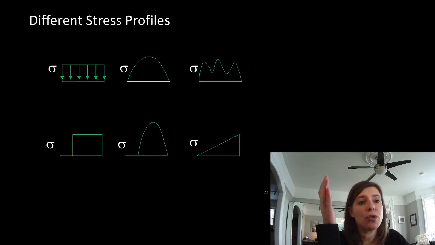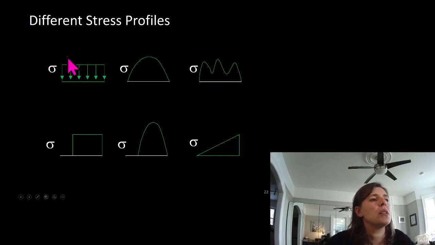So we have a bunch of different stress profiles here. This one's pretty easy. Its centroid is going to be right through here. This one looks pretty easy. It looks like it's got a mirror line there, so it's going to be right there. This one too, it's not perfectly drawn, but if I was going to eyeball it, I'd say its centroid would be somewhere right around there.